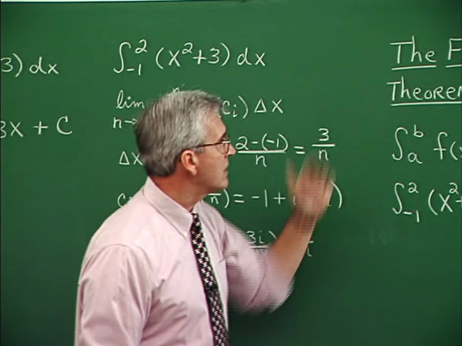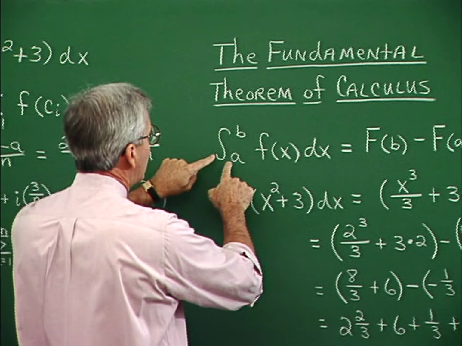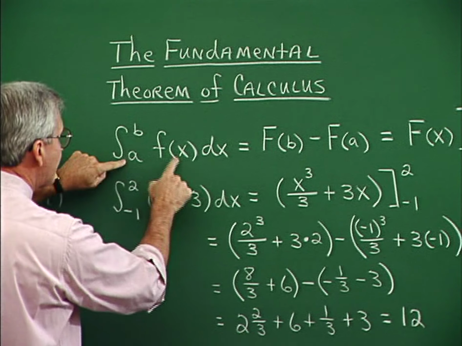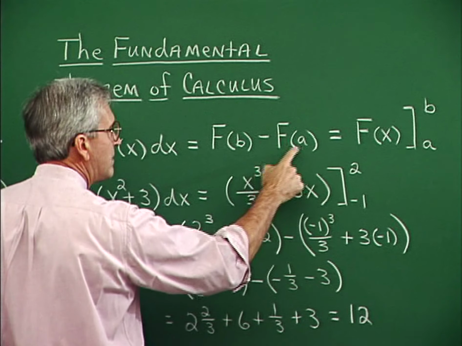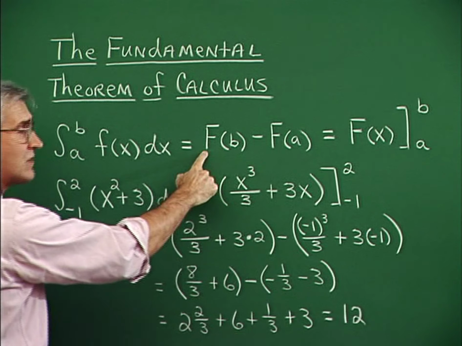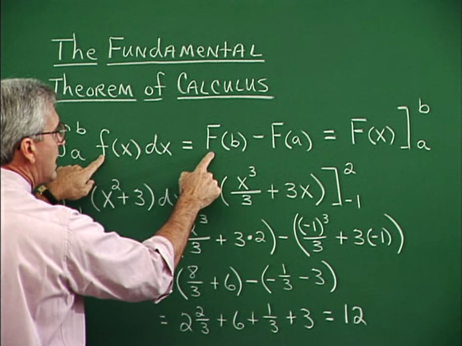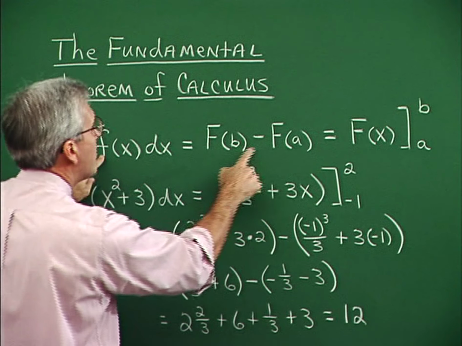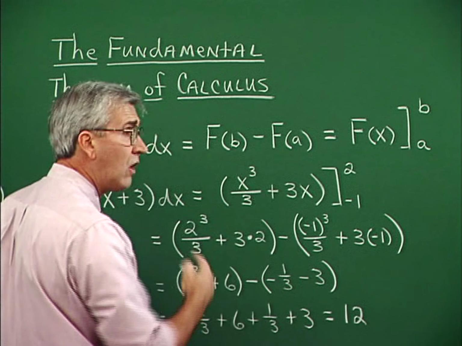And that is the fundamental theorem of calculus, and it is very simply this: the definite integral from a to b of f of x dx is big F of b minus big F of a. Now big F is the integral function of this f. So it's the integral function evaluated at b minus the integral function evaluated at a. And that's all there is to it.